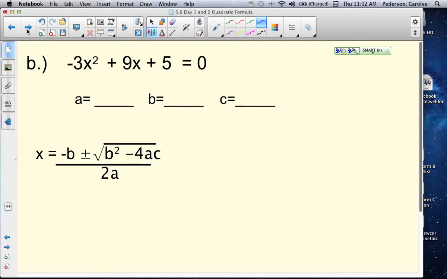Let's practice a second example. Here's another quadratic equation in standard form. We're going to identify the a, b, and c. If you want to, you could divide all of the terms by a negative 1, so that leading coefficient is a positive. I'm just going to show you as if we leave it alone. So we identify the a, b, and c. So there's your a, there's your b, and here's your c. And now we plug it in to the quadratic formula.